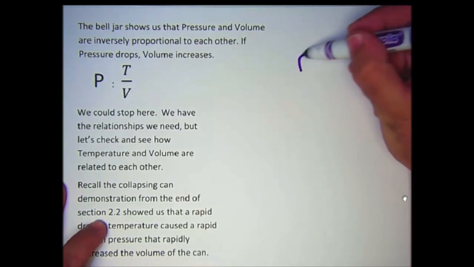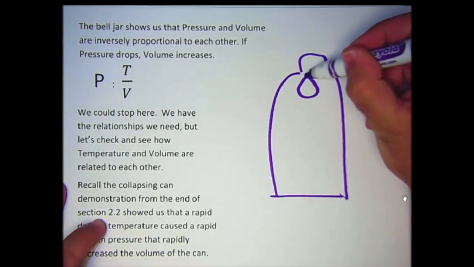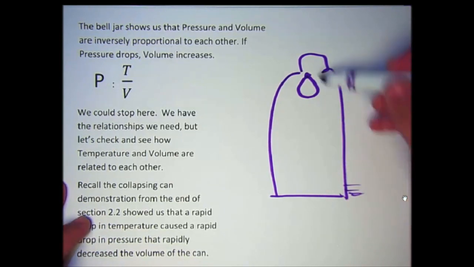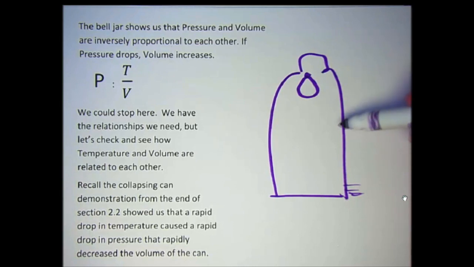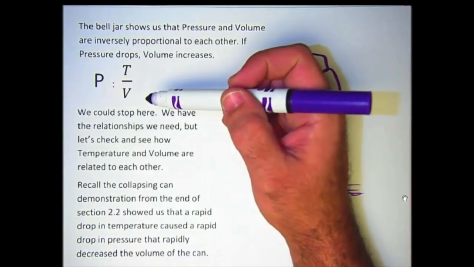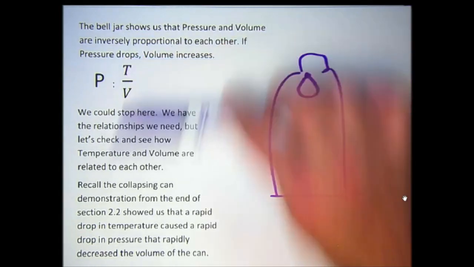The whole point of that was to lower the pressure in this bell jar and see what happens to the balloon. Well, as we pumped air out, it lowered the pressure on the inside and the volume of the balloon got bigger. That's my horrible drawing of a bell jar. But we know now where volume fits into the equation. They are inversely proportional to each other. When the pressure went down, the volume went up. So we're going to put volume on the bottom of our equation right here. They're inversely proportional.